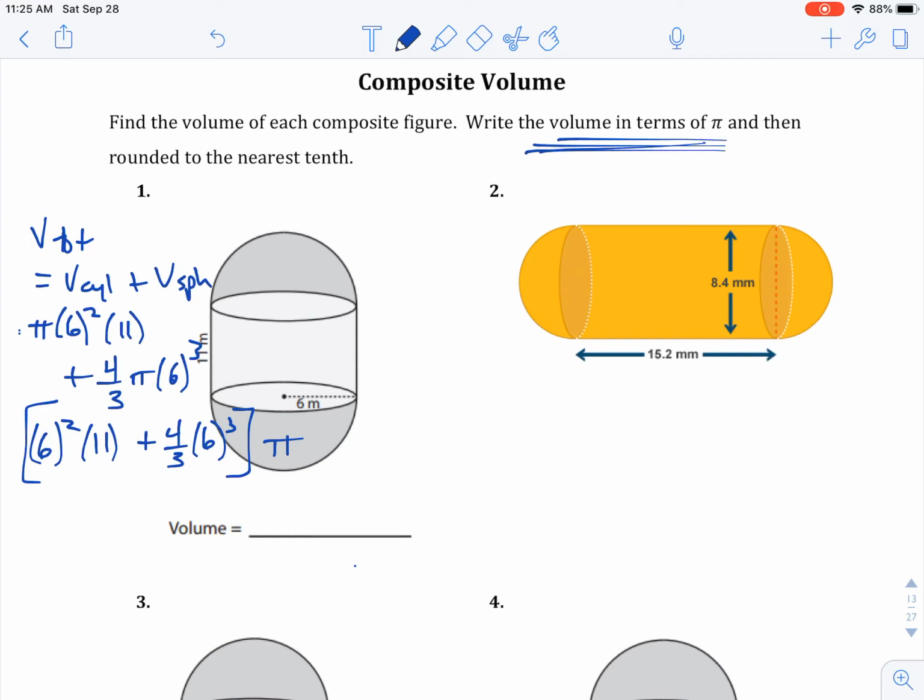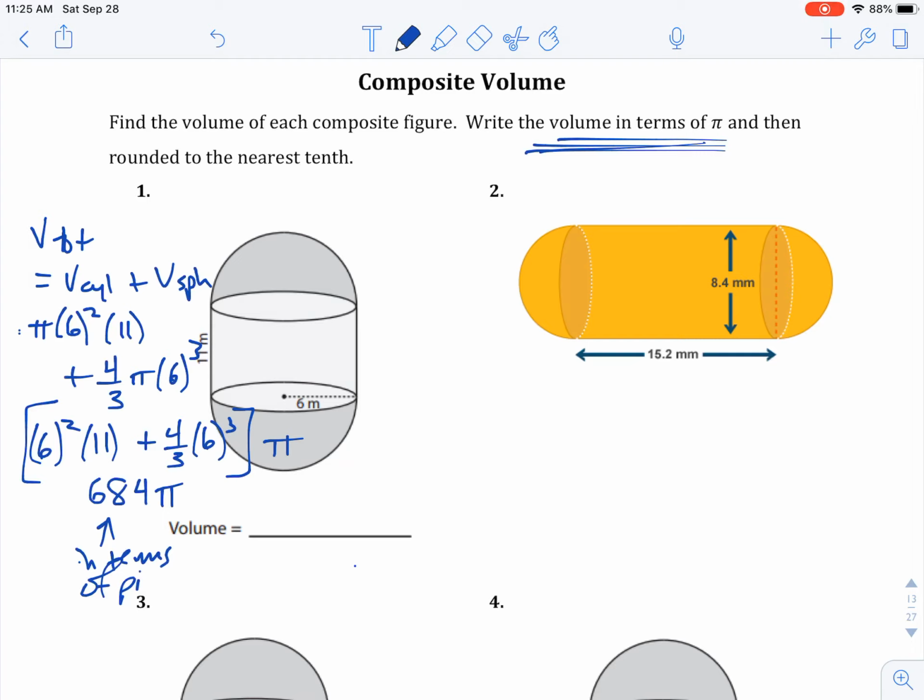So when you type all this in, 6 squared times 11 plus 4 divided by 3 times 6 cubed, you should get 684. But again, the pi is still there. So that would be your answer in terms of pi. And then we go ahead and type in 684 pi, enter, and we can get our rounded answer.